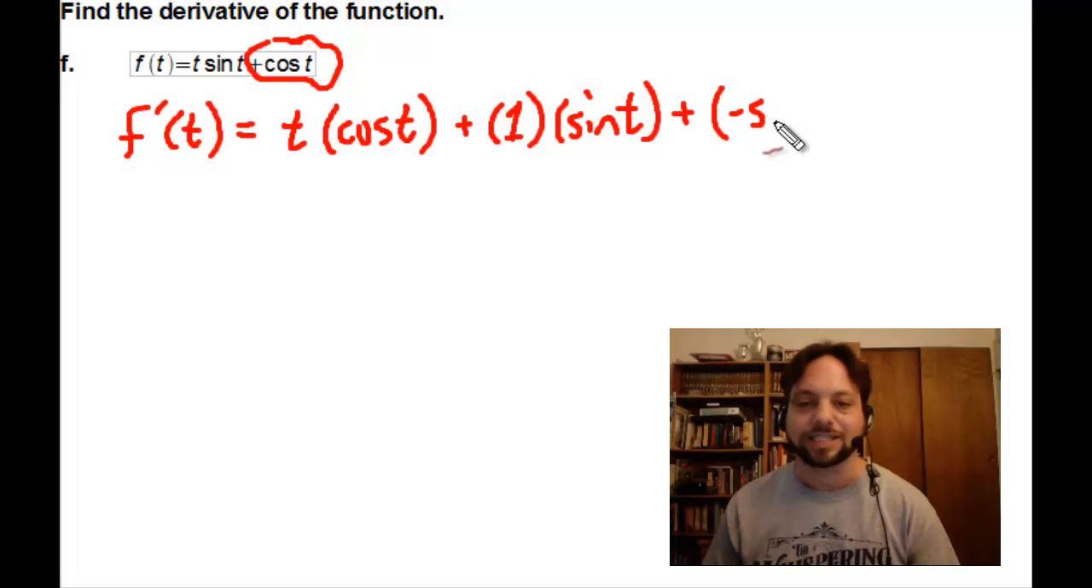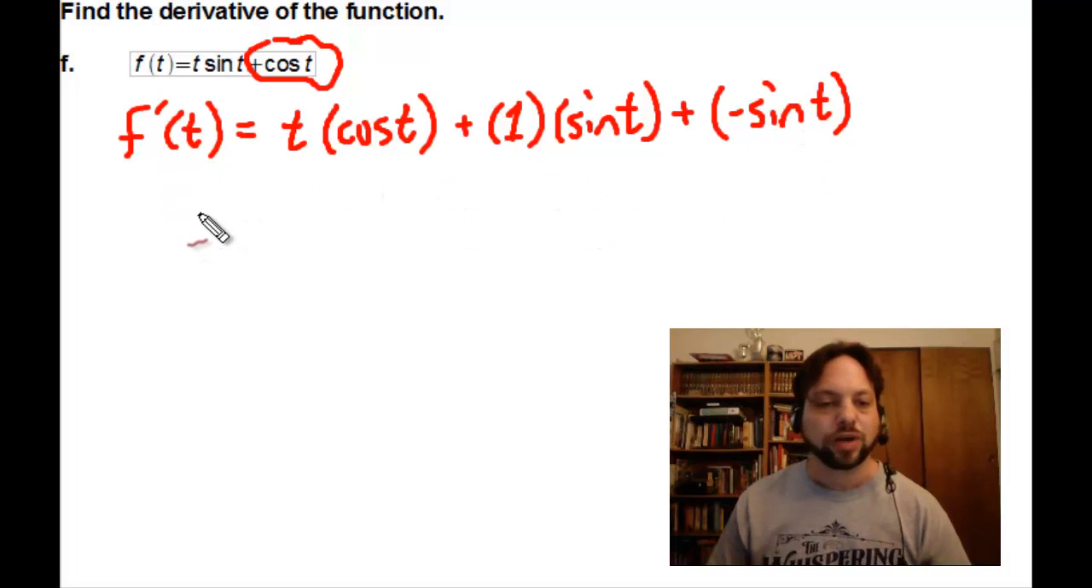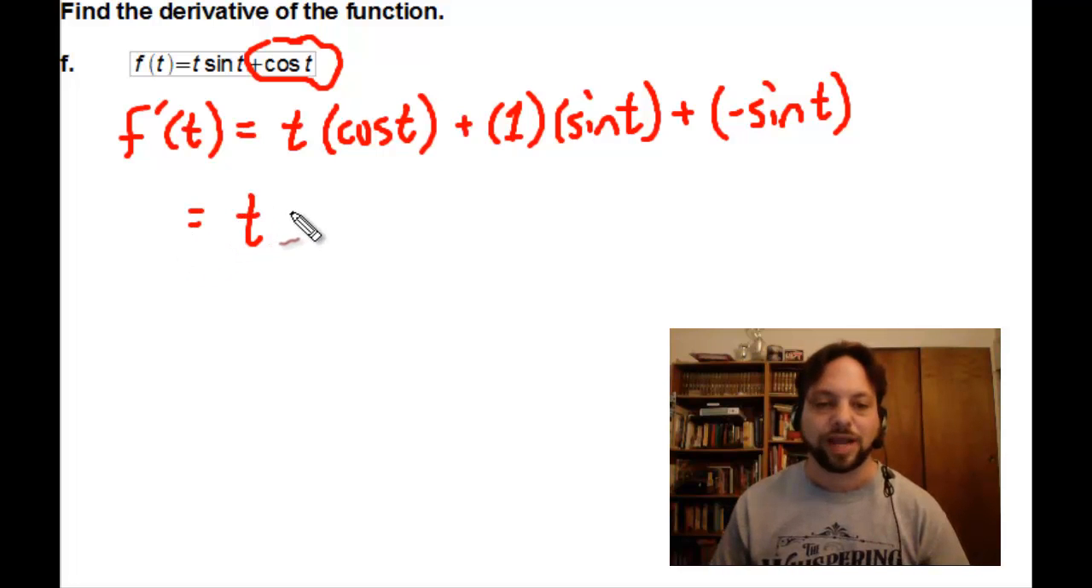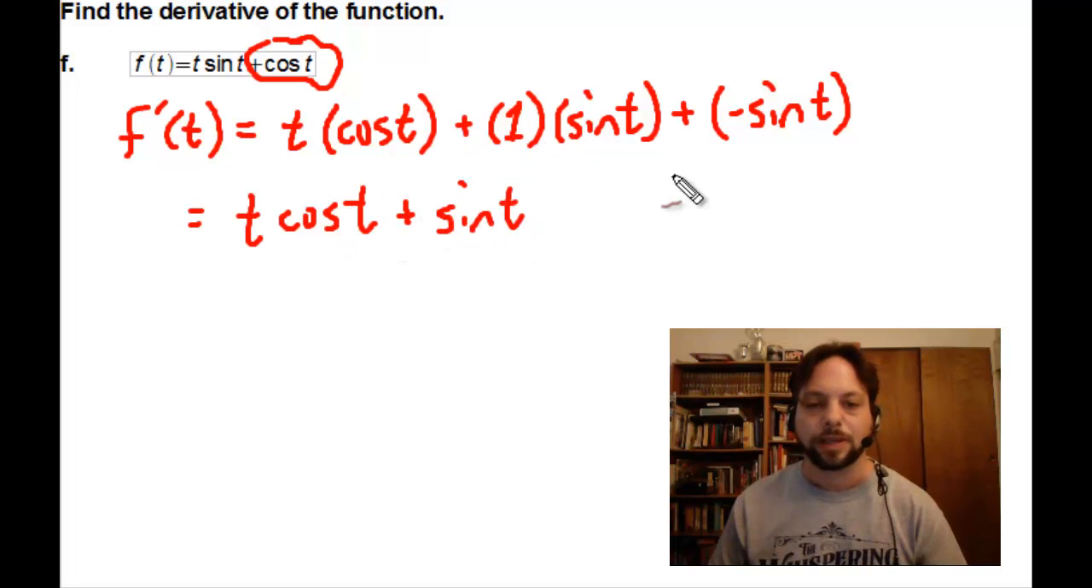Well, of course, that is negative sine. So there we go. If we do want to go ahead and clean this up some, and this is a problem where cleaning it up will actually make it a little bit easier, we have t cosine of t. This will be plus sine of t. And this is minus sine of t.